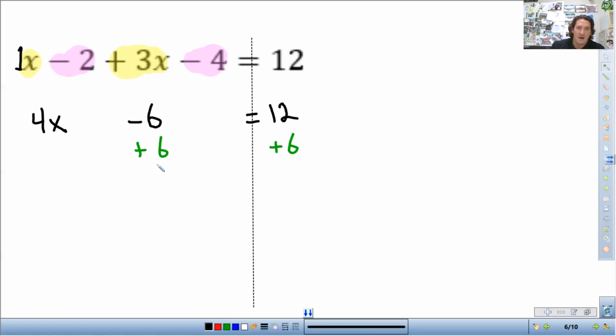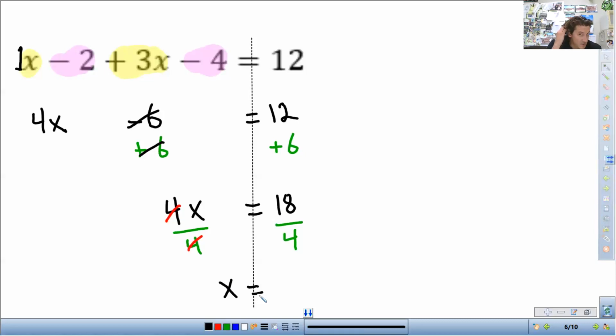And I get minus 6 plus 6 cancel out. You get 4x is equal to 12 plus 6 is 18. Then I need to divide both sides by 4 to eliminate the 4. So times 4, divide by 4, eliminate, and I get x is equal to. This reduces, so I'm going to reduce the fraction.